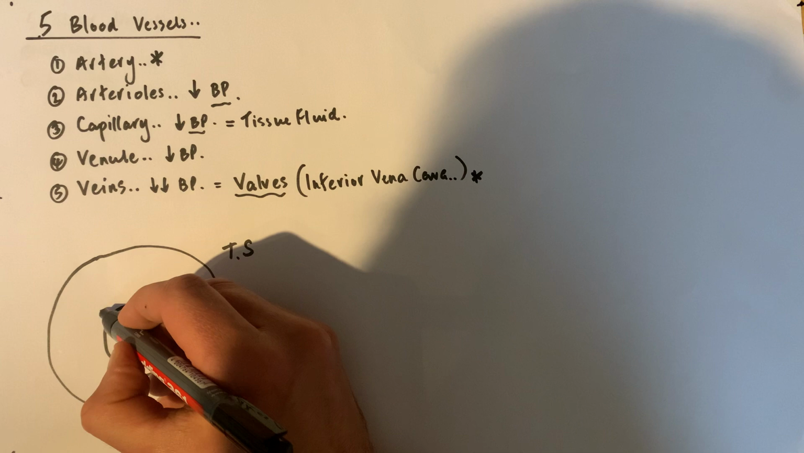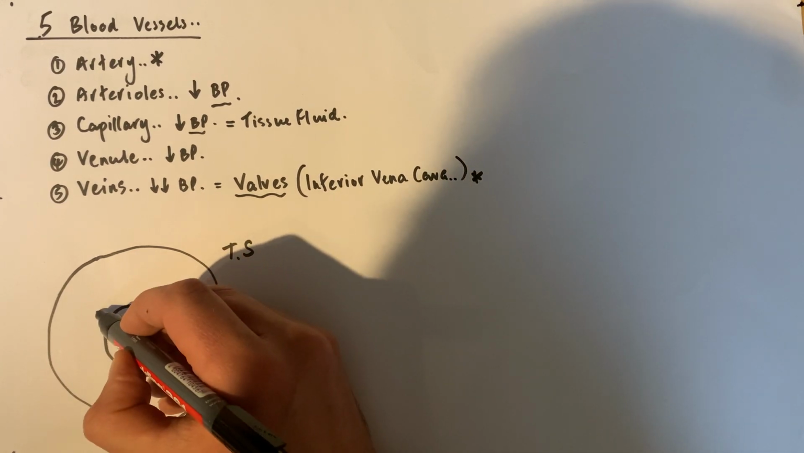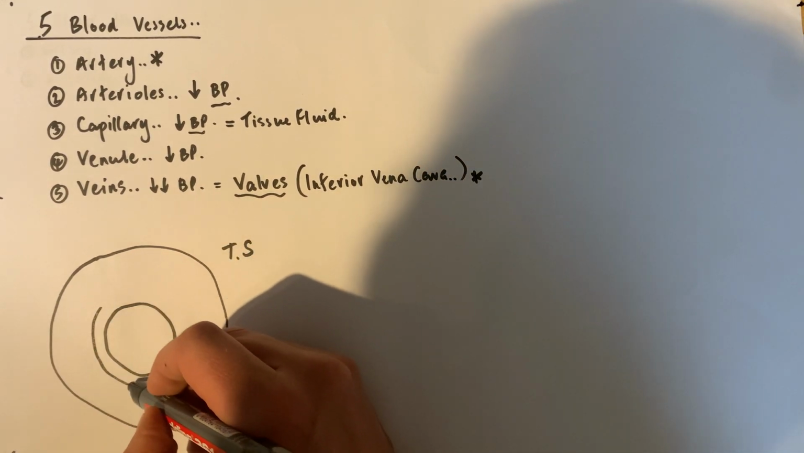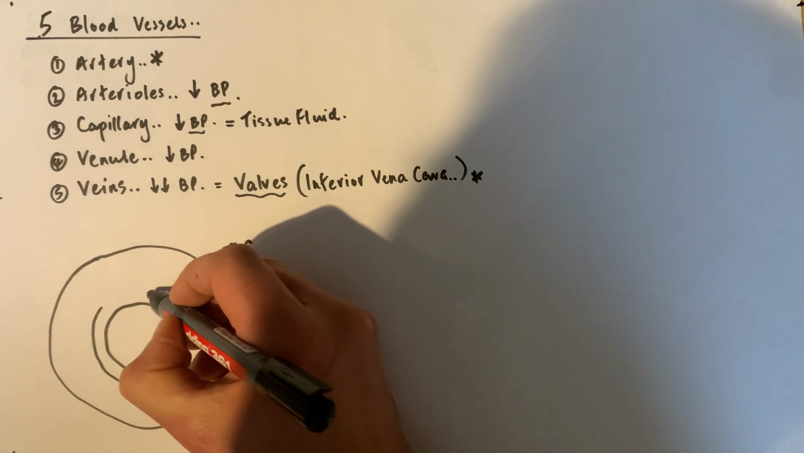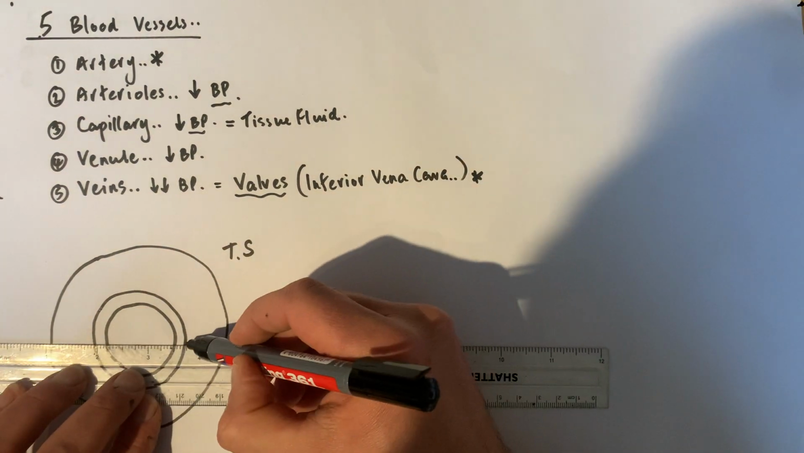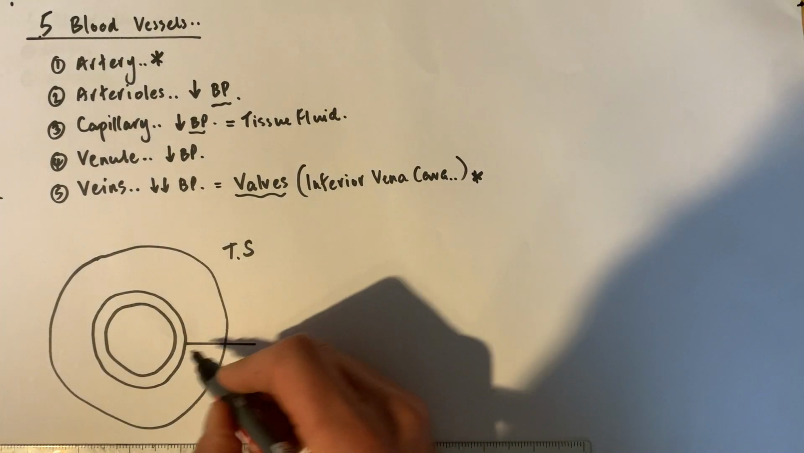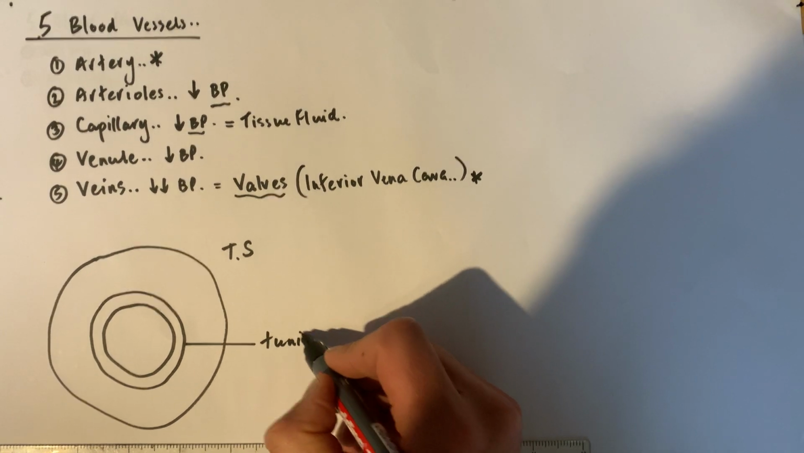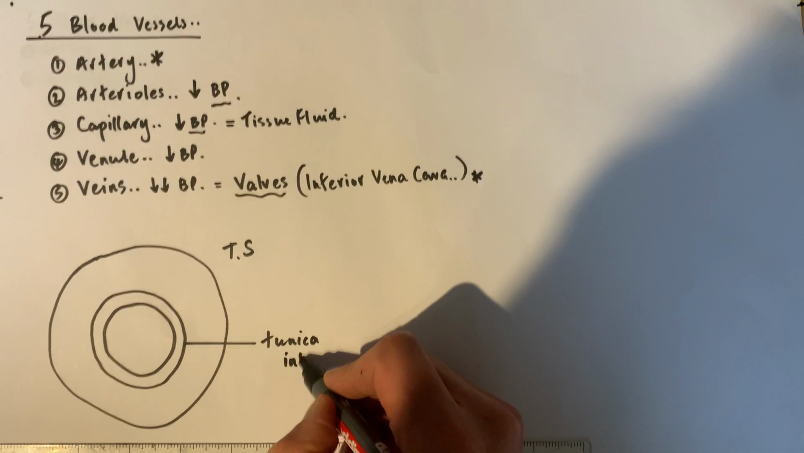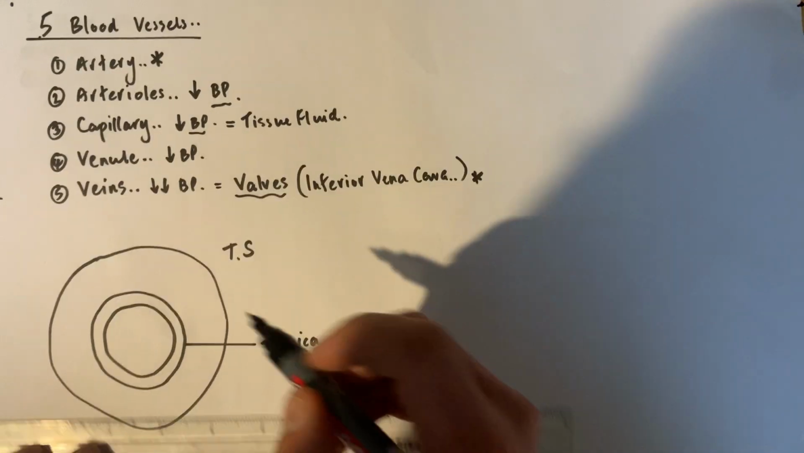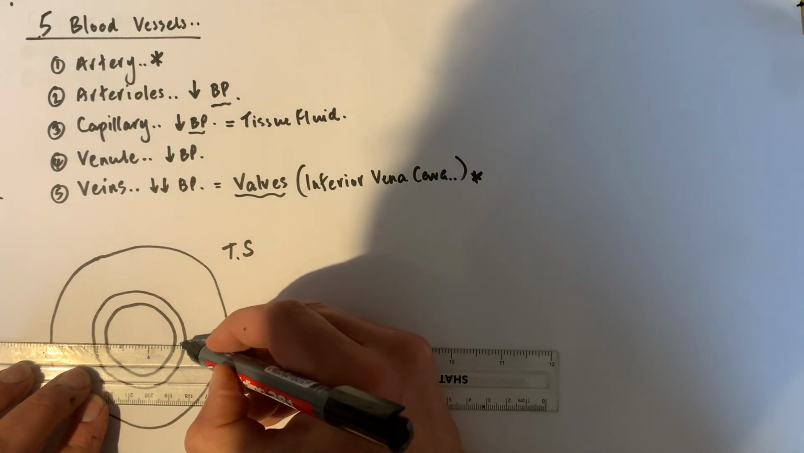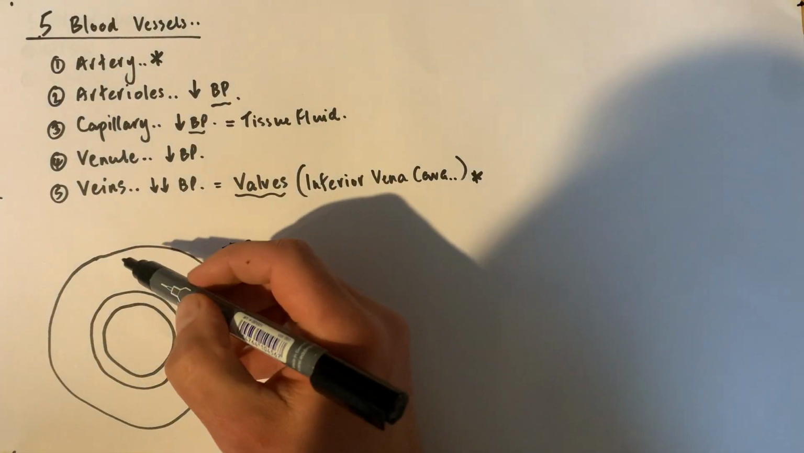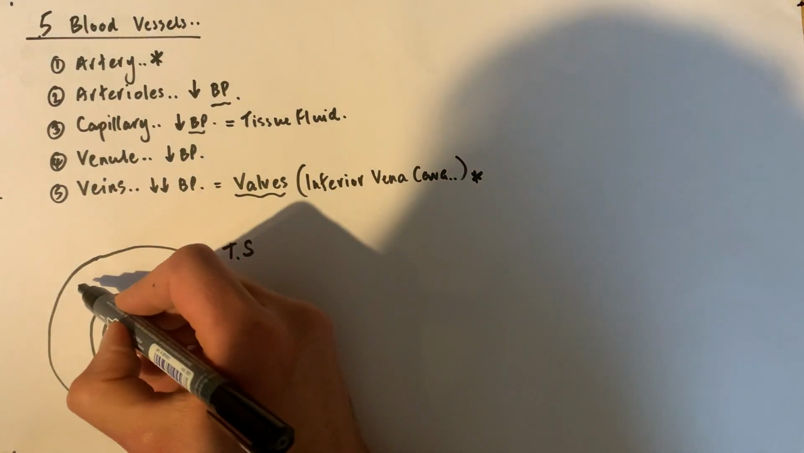Now, the very inside layer of the 3 layers is called the tunica intima. So when you label this up, okay, no arrowheads needed, but you're going to call it the tunica intima. Let's put that one there. Okay. Now, the thickest of the 3 layers is called the tunica media.